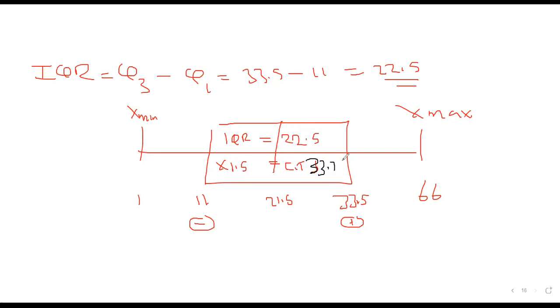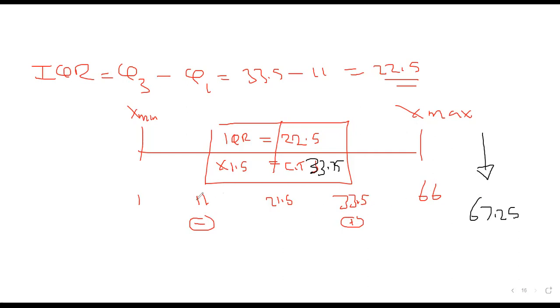Let's add it to this side first. 33.75 plus 33.5, what do we get? 67.25. So that is the maximum. So this 66 has survived. If we found 62.75, this could have been outside. It would be called an outlier. Outlier means out of the box.